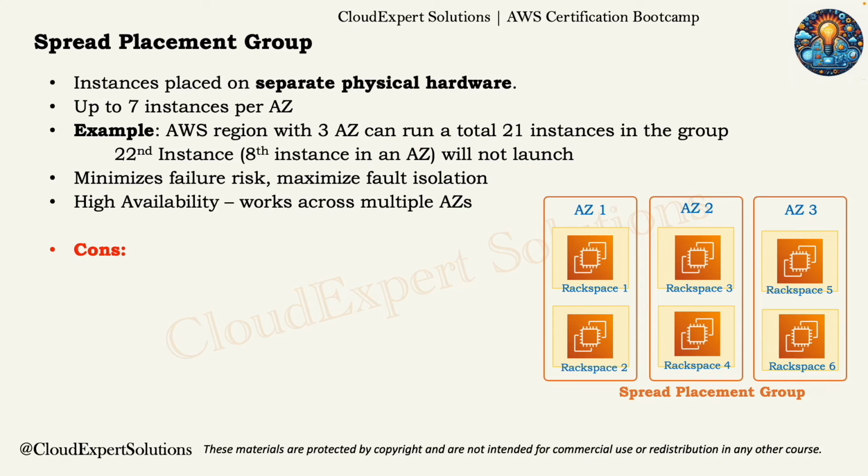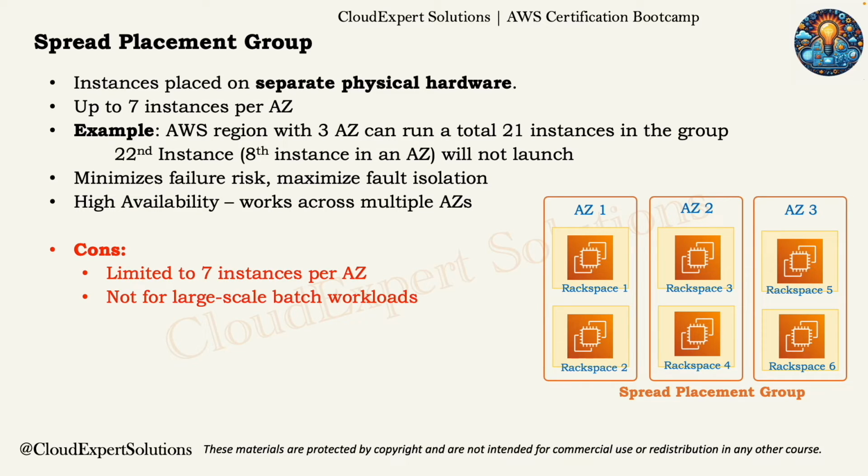In terms of risk, you can run a limited number of instances in your placement group, limited to 7 instances per availability zone. This is obviously not for any large-scale batch workload, and it is slower in network because they are all launched in different availability zones and in different rack spaces. That is why the network bandwidth or network speed will definitely be less than cluster placement group.